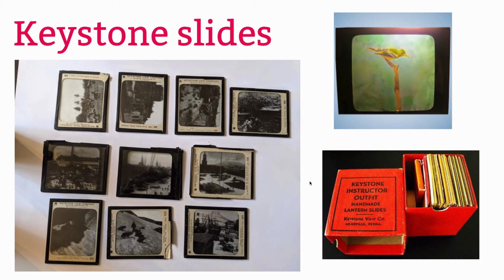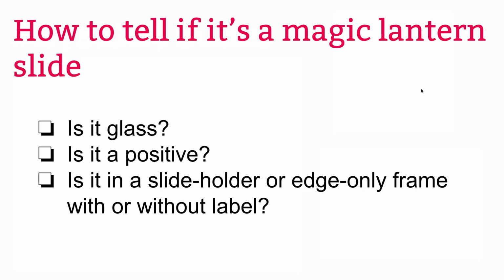So you might find these, they have this commercial look to them, and they're usually labeled with what they are. I think I see more black and white, but they did also come in color later. So those you might find. And let's see. So to know if you have a slide of some sort, is it glass? Is it a positive? Is it in a slide holder or edge-only frame with or without a label?